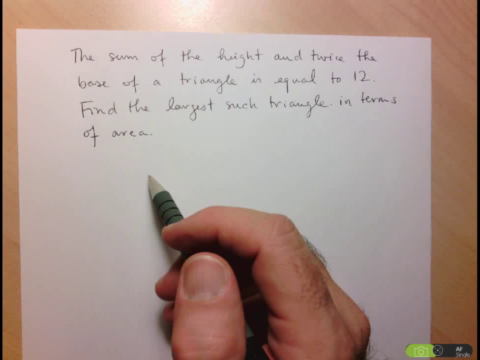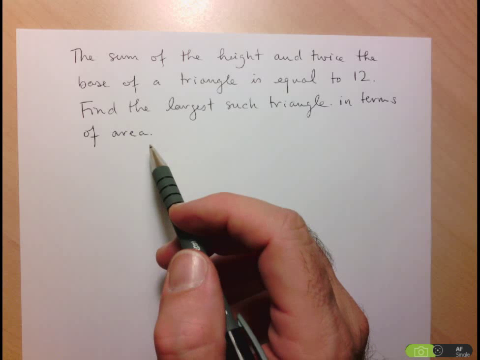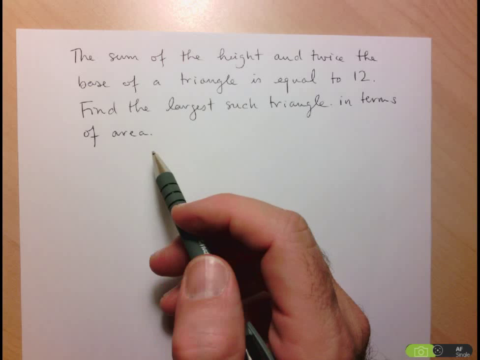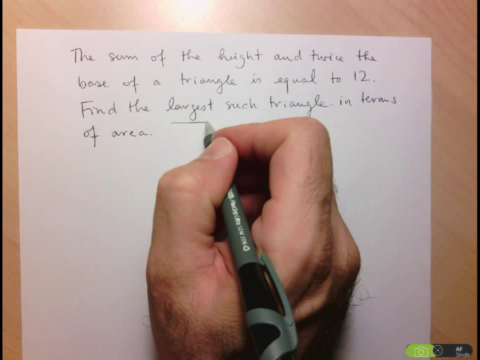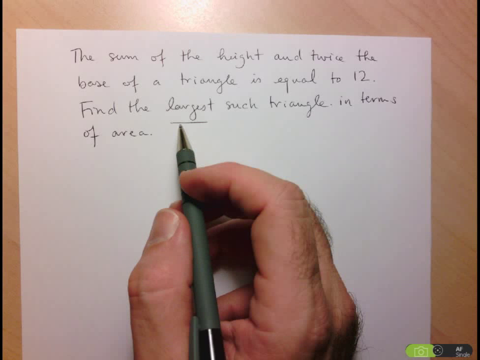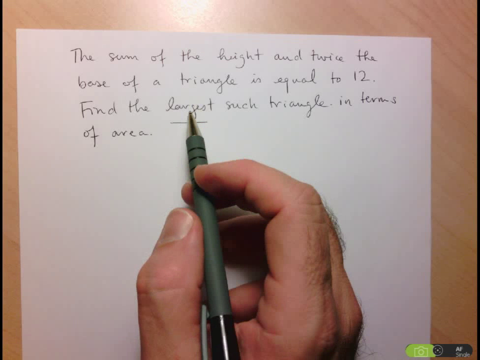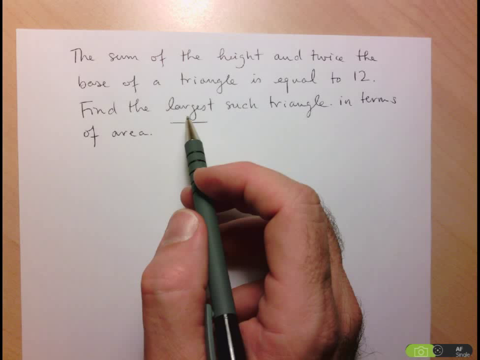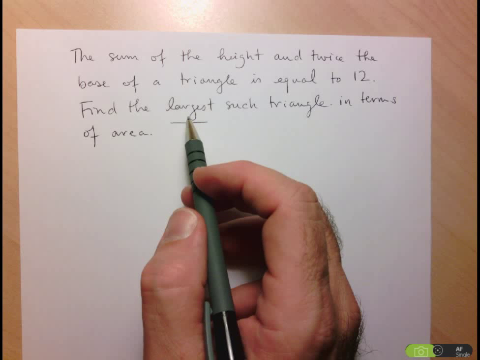Okay, so the first thing I want you to do when you look at a word problem is see if you can figure out, before even starting, what procedure you're going to be using. And here I see that the key word is the largest such triangle. So anything we're looking for, maximum, minimum, largest, smallest, you should be thinking, I'm going to need to complete the square on a quadratic most likely.